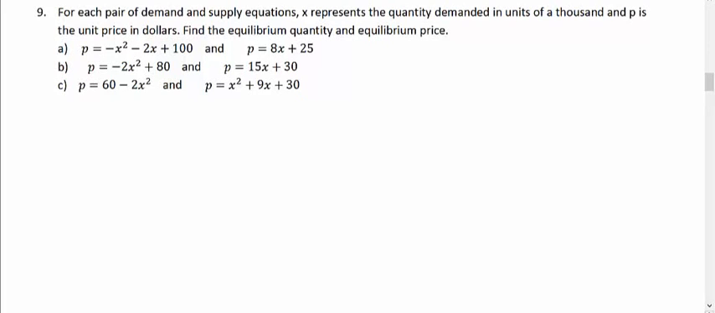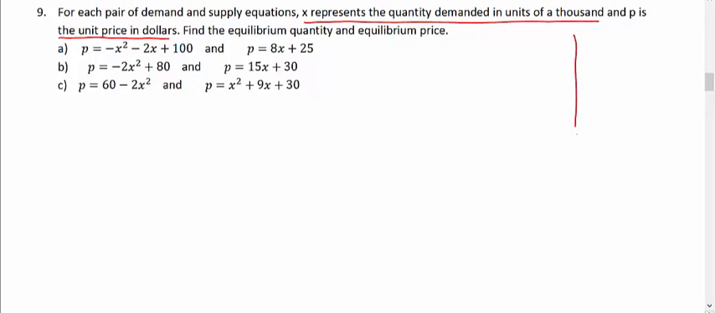For each pair of demand and supply equations, X represents the quantity demanded in units of 1,000, and P is the unit price in dollars. Find the equilibrium quantity and equilibrium price.